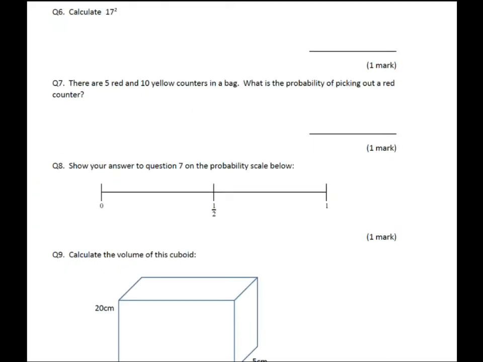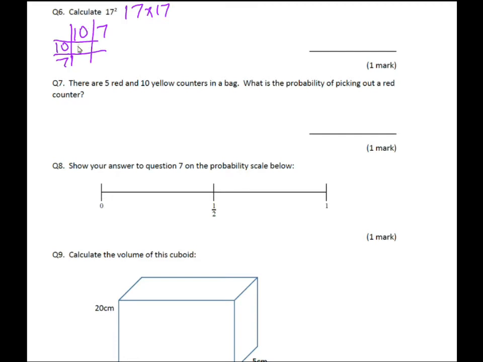Question 6. What is 17 squared? And you need to know what it means in mathematics, which is 17 times 17. Now, it's not in our times tables, so it's really asking us to do a multiplication of a 2-digit number by a 2-digit number. So we use our box method.